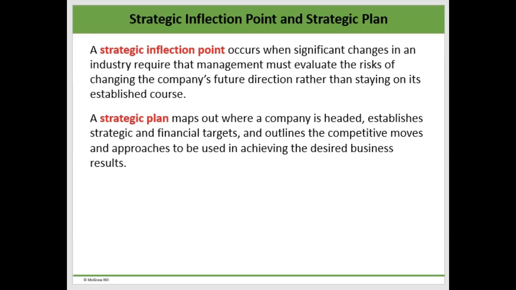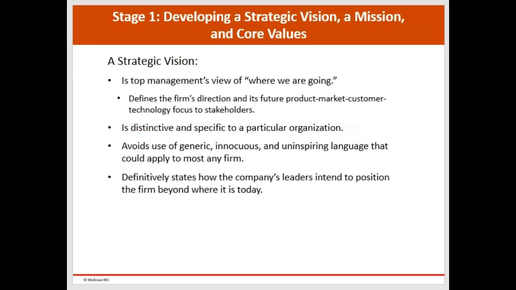So working the vision and strategy and objectives that go with it is a very challenging and continuous process, as I mentioned. The first three stages of the strategic management process, as I mentioned, make up that strategic plan. That plan is going to map out where the company is headed, right? It's going to establish your strategic and financial targets, and it's going to outline your competitive motives and approaches, many of which we talked about last week in week 1 in the competitive advantage.